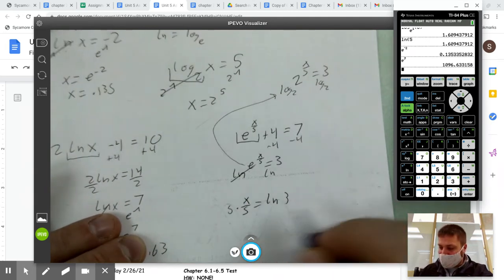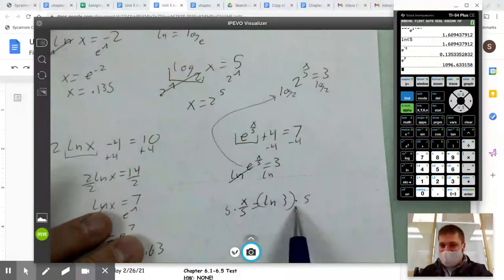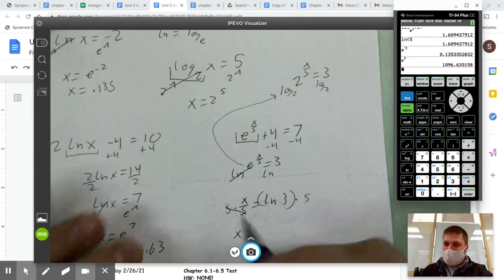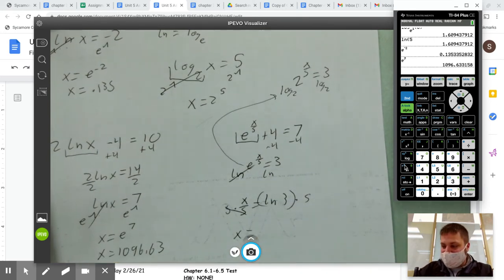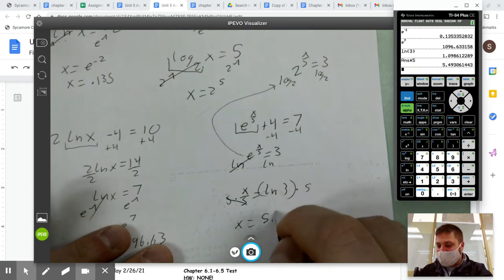And now I just multiply that by 5. Now, it doesn't become the ln of 15. You don't multiply the 3 and the 5 together, okay? What you do is you find the ln of 3, and then you multiply that answer by 5. So I have x equals 5.49.